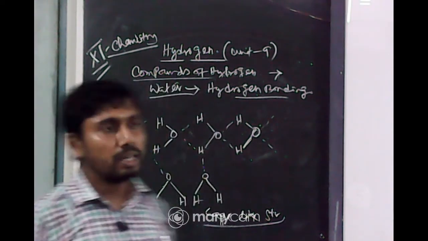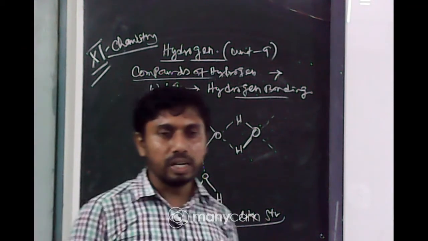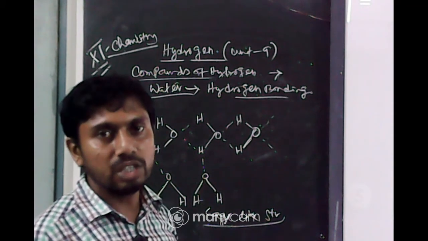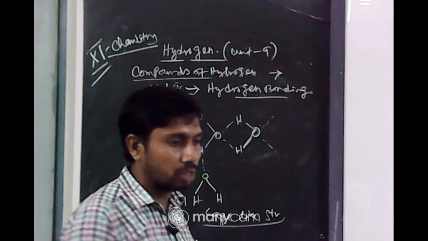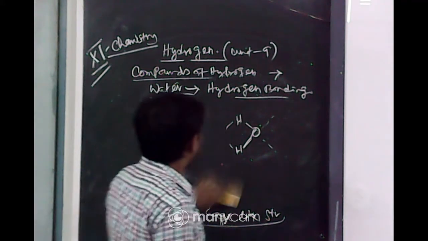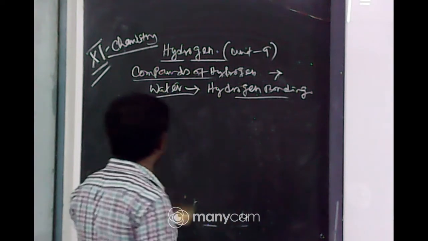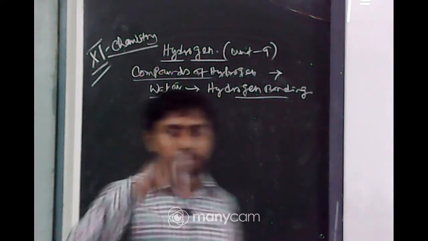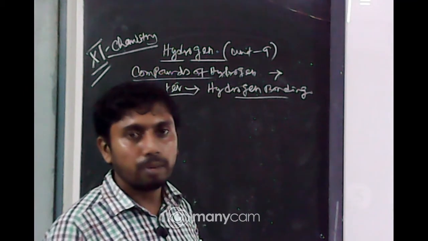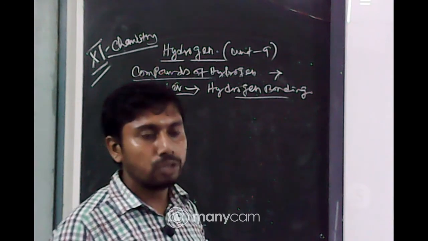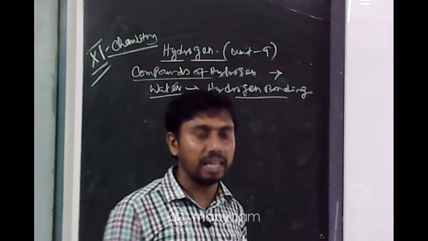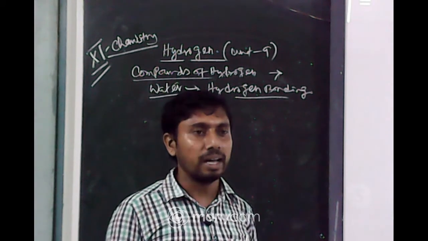But when we heat the ice, the hydrogen bonding is broken. So in the same volume, more water molecules will be gathered. As the hydrogen bonds are broken, the water molecules condense in the same space, and for this reason the density will be higher.